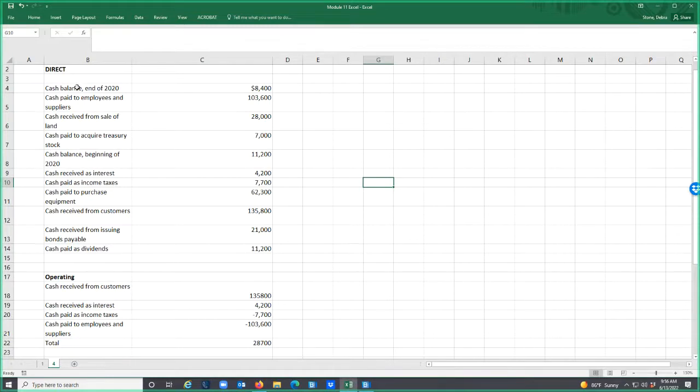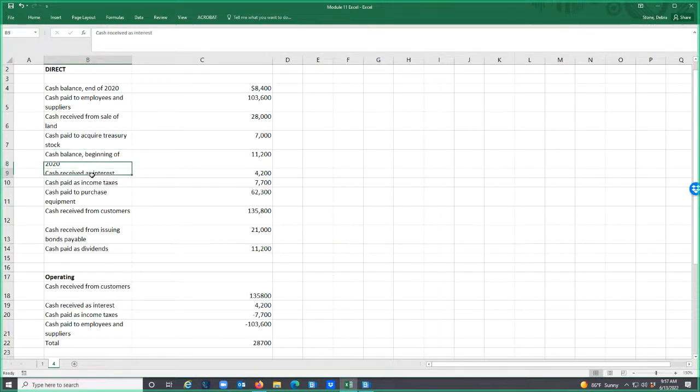So I'm going to go ahead and start with cash paid to employees and suppliers. That goes under operating, and there it is right here. Cash paid to employees and suppliers, and that's cash paid out, right? So it's a minus, not cash received. Okay, and then we can now go down. That one is not in the operating. That one's not in the operating. That one is not. That's the beginning balance at 2020.